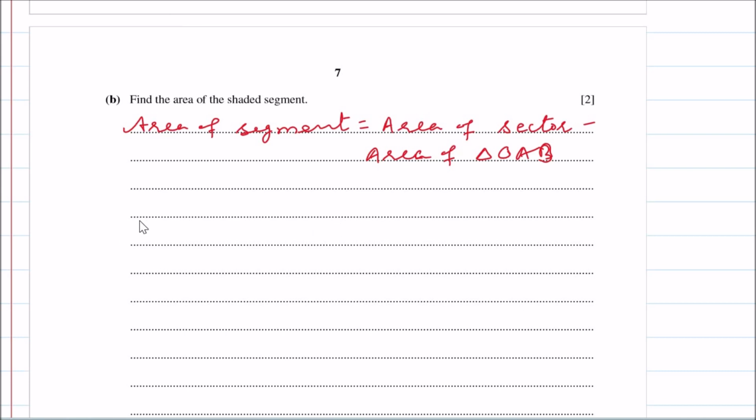Let us find the area of the sector. So area of sector will be given by half r square theta, and we have r value 6. So 6 square, and theta we had got 4 by 3. Now if you simplify, that gives us 24 centimeter square.